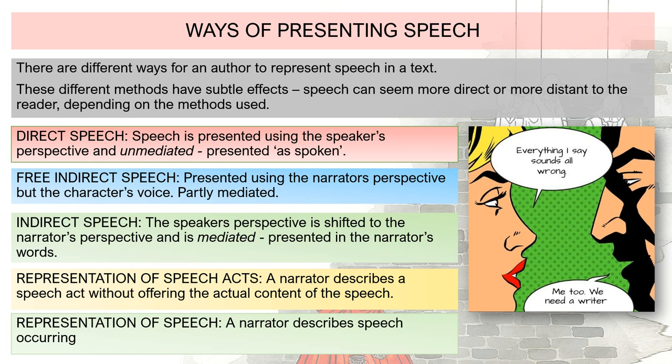We then have this challenging concept of free indirect speech, which may not be used very widely in The Handmaid's Tale, but is certainly useful to you to think of in other texts. And this is speech presented with the narrator's perspective, but the character's voice. So we get this combination in free indirect speech, this blurring of a narrator's perspective and the character voice. And this is what we might call partly mediated. It's difficult to know in free indirect speech, where it's ambiguous to what extent the language has been meddled with, or has been changed.